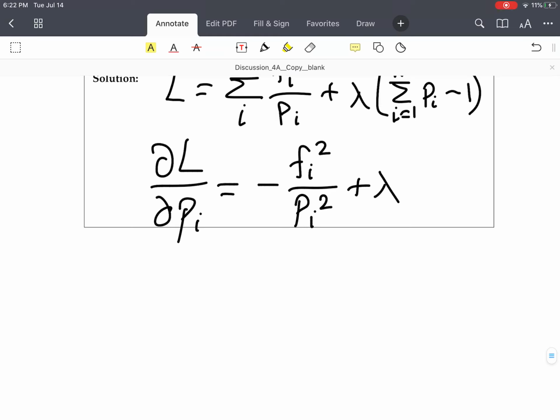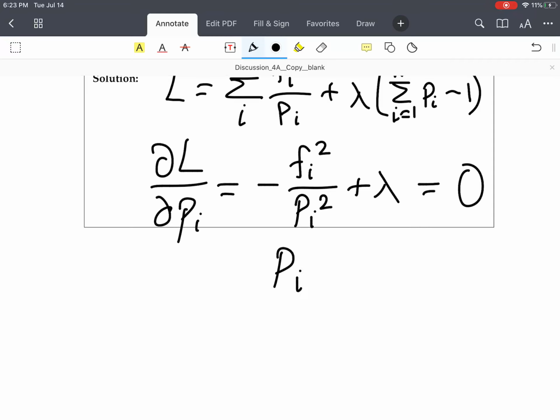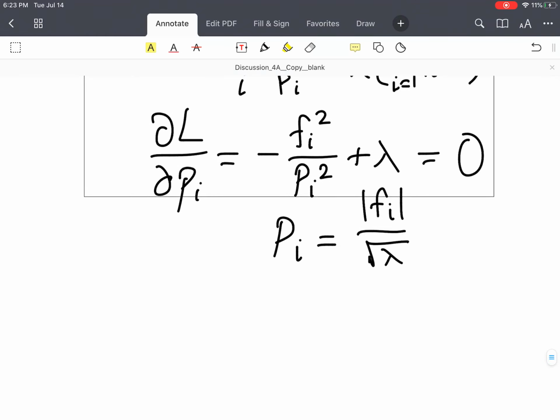So now what we want to do is set this equal to 0, right? So if we set this equal to 0, we can solve for p of I, right? And so if we go ahead and solve it, we move the lambda to the other side, divide, the minus signs will go away, f of I will come over, take the square root, and what we're going to get is p of I is equal to absolute value of f of I over square root of lambda. Okay, so this is it. P of I is equal to this equation, right? When we set the partial derivative to 0.